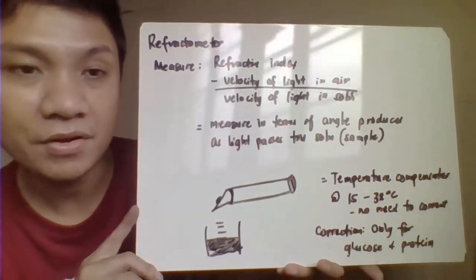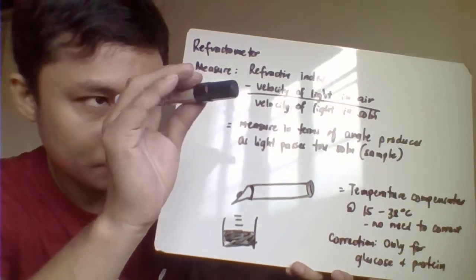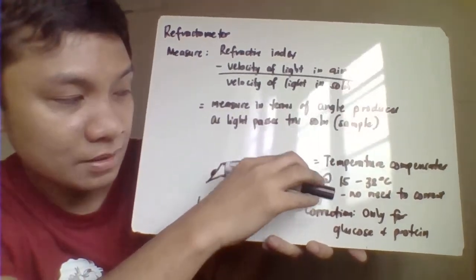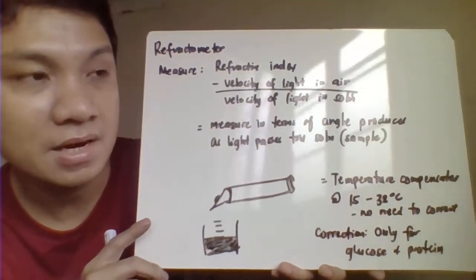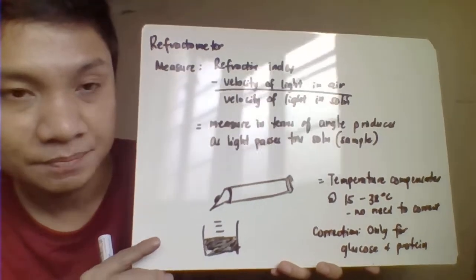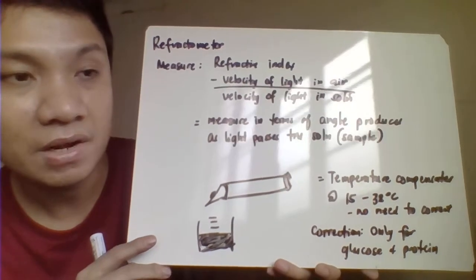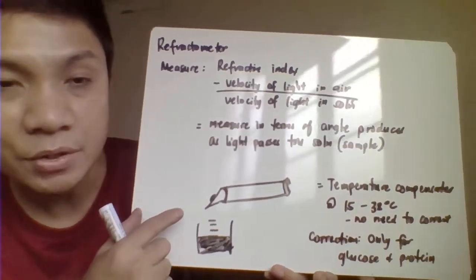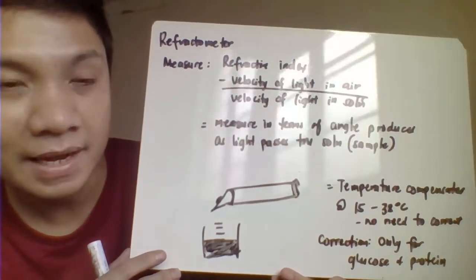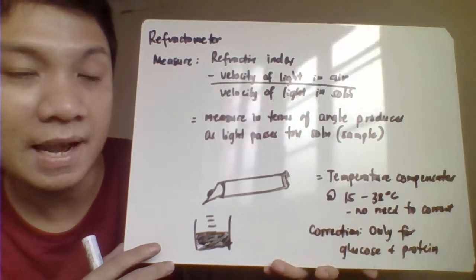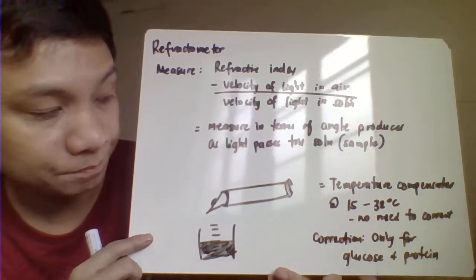Okay, the next one, we have your refractometer. So, refractometer, parang siyang ganon. Parang instrument ganito. So, okay, this one tries to measure the specific gravity here in terms of the refractive index. So, we define the refractive index here as velocity of the light in the air versus your velocity of the light in a solution. So, this one uses only a small volume of your urine. 1 drop lang kailangan natin dito. So, unlike in your urinometer, sobrang dami ng urine ang kailangan natin for you to measure the specific gravity. So, that's one advantage of this one.